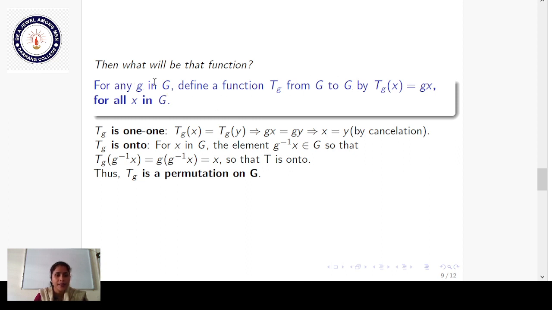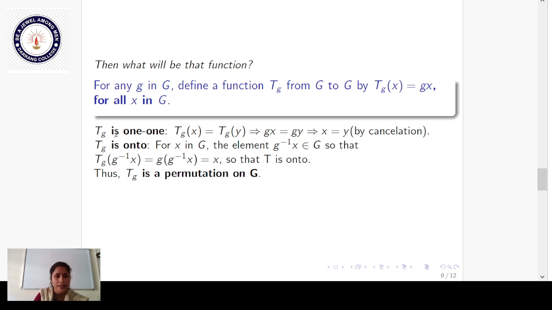For any element g in G, define a function Tg from the group G to the group G by the formula Tg of x is gx, for all elements x in G. Now you see this small g is an element of the group G, and this small x is an element of the group G. Between these two elements the group operation is there, so by closure this will again be an element of G. So by definition it is a function from G to G. We have to verify whether it is a permutation or not, that is, whether it is one-one and onto.